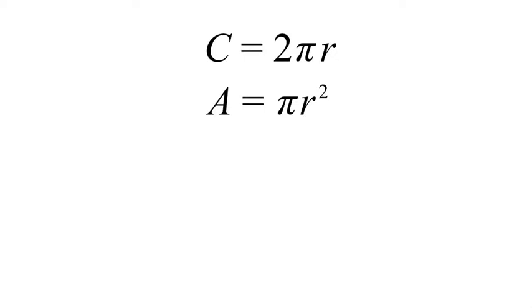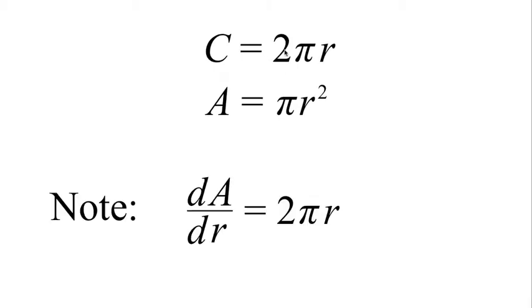These should be familiar. They're what we call, of course, the circumference and area formulas for a circle. Have you ever noticed that the derivative of the area formula is actually the circumference formula? The derivative of the area formula with respect to r.